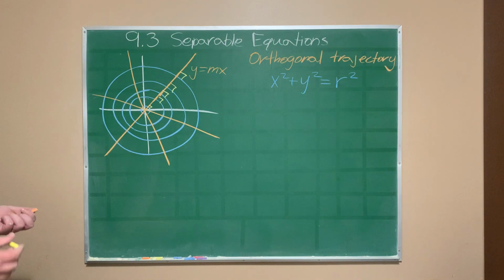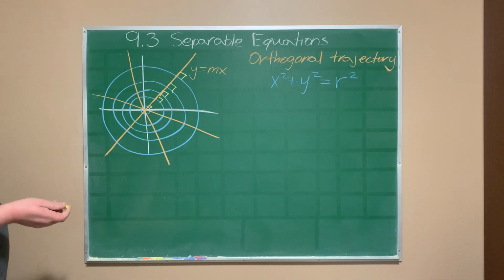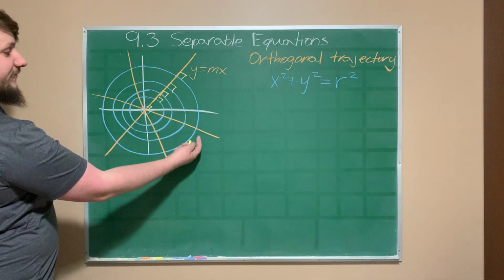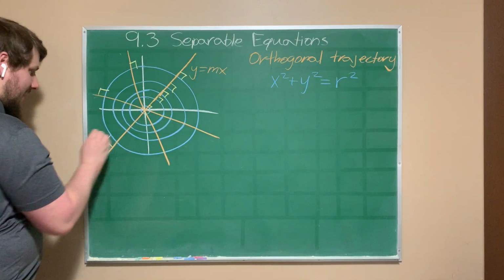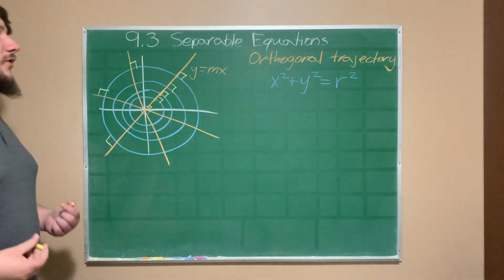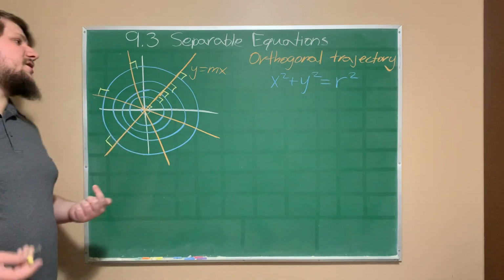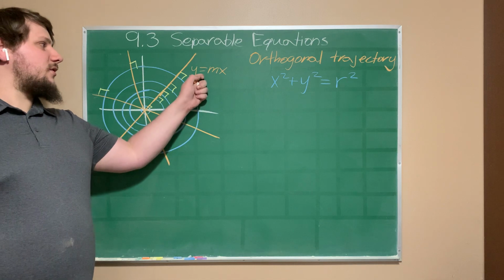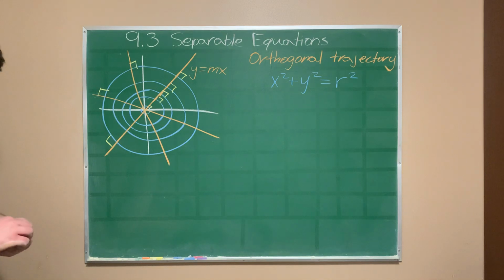So these are orthogonal trajectories. And one thing that you might notice also is that the blue curves, I should say, are orthogonal trajectories of the orange lines. If you follow a blue line, it intersects the orange line at 90-degree angles, right? So the blue family of curves, x squared plus y squared equals r squared, are the orthogonal trajectories of the orange curves, and vice versa. It's a reciprocal relationship where, if this one is an orthogonal trajectory of this one, then the same is true in reverse. So how can we mathematically find orthogonal trajectories?